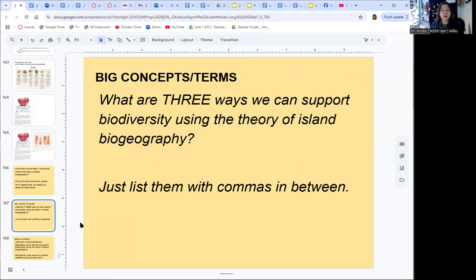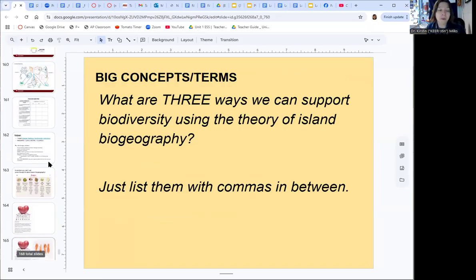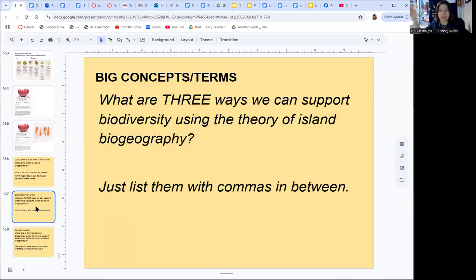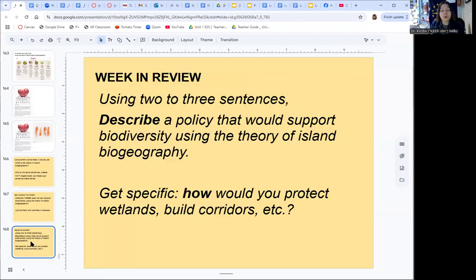The big concepts or terms, you need 3 ways you can support biodiversity using the theory of island biogeography. You can just take them off this list, pick 3 of them, and put them in that little strip about big concepts or terms. And then in the week in review, you're going to describe your policy in writing. It doesn't have to be the final one you go with next week, but it does have to be one of these policies.